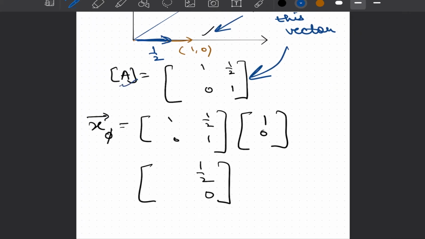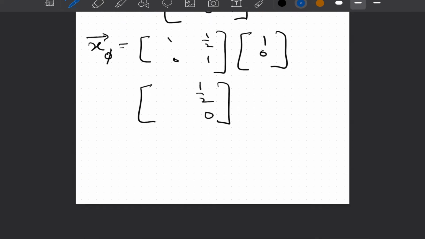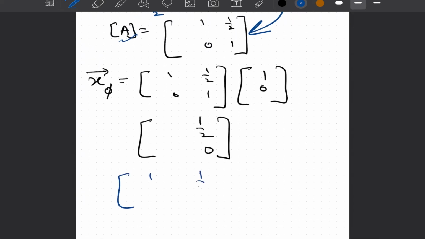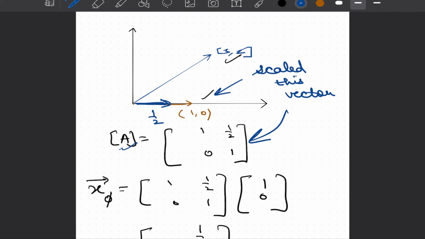Now, if we change the A, the nature of transformation will change. Also, let us see what happens to the fate of 3, 2. Again, if we multiply 1, 1 by 2, 0, 1 by our blue vector represented by 3, 2, what will we end up with? We will have 3 plus 1, and here we will have 2, which would be equal to 4, 2. That would mean that 3 will come to the position 4, that means we are pushing it here and it will stay at the same 2.